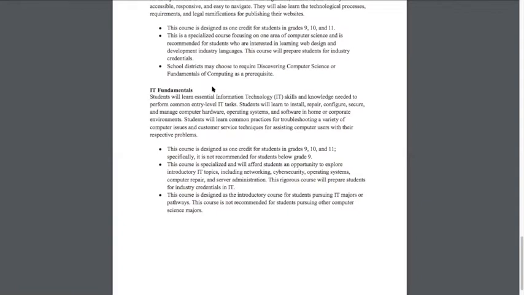It's not recommended for students pursuing other computer science majors. So students interested in pursuing programming and software development, this really is not the best prerequisite for them. They would be much better off taking a Fundamentals of Computing course.